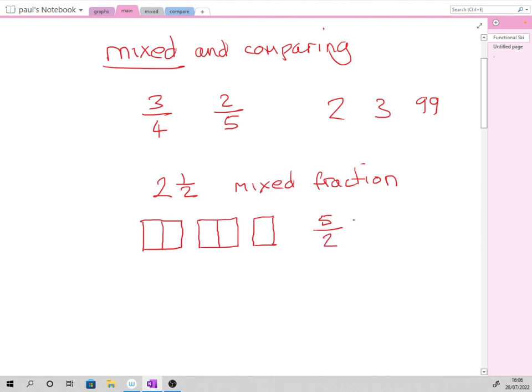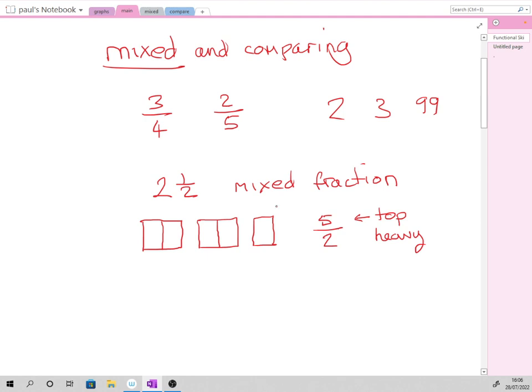Now this time the number at the top is bigger than the number at the bottom, so we're going to call this a top heavy fraction. We need to do this later on in another lesson where we're adding, subtracting, multiplying and dividing fractions. So we need to be able to convert from mixed fractions to top heavy fractions, and from top heavy fractions to mixed fractions, backwards and forwards.